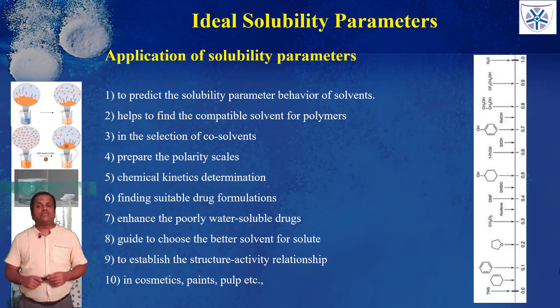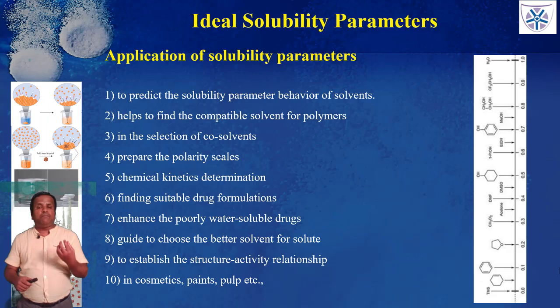Another one is chemical kinetics determination, that is, the rate at which the solute dissolves in the given solvent. So chemical kinetics can also be identified using these solubility parameters. Another one is finding suitable drug formulations. We can take the drug molecule and prepare formulations based on the ideal solubility parameters. Then, enhancing poorly water soluble drugs: if any drugs are poorly water soluble, we can learn about the ideal solubility parameters, then work to enhance the solubility.